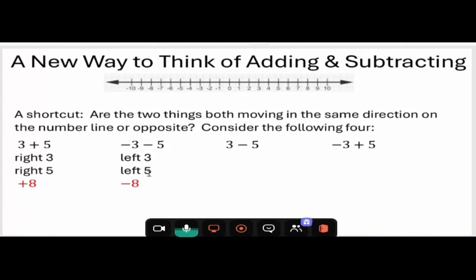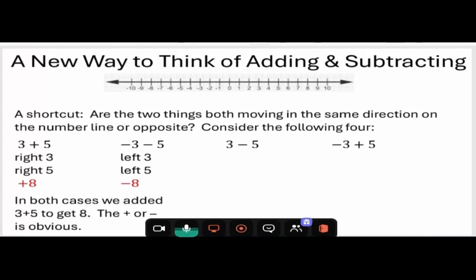These ones are both moving left. They're moving in the same direction, so 3 and another 5, add them together to get 8, but negative. So in both cases, we added 3 plus 5 to get the 8, and then the plus or minus is obvious. Are you moving right or are you moving left? So if the signs are the same, if they're both moving in the same direction on the number line, just add the numbers together.